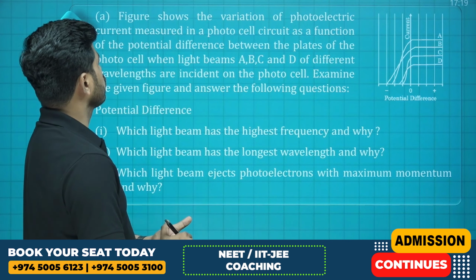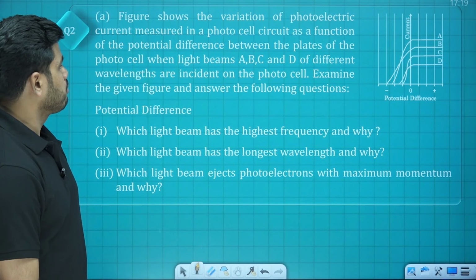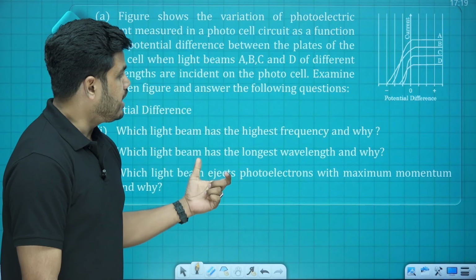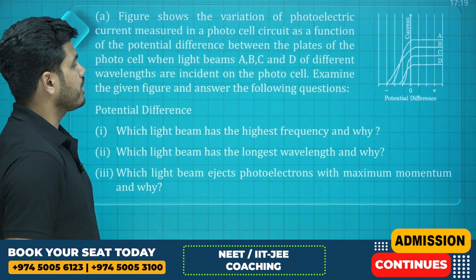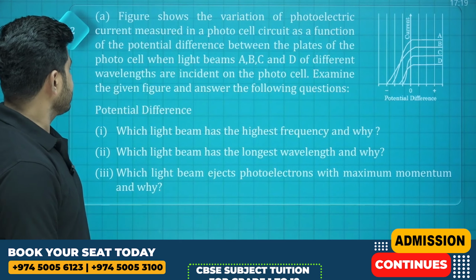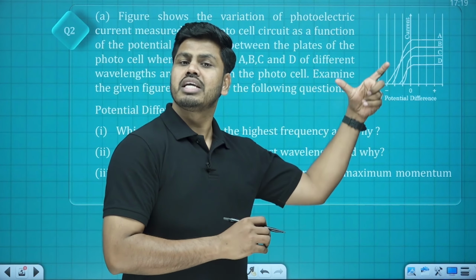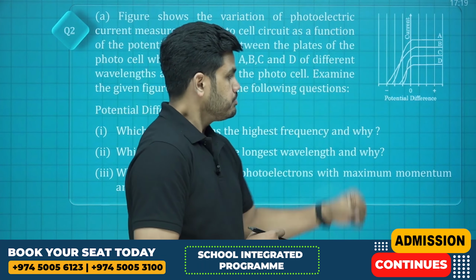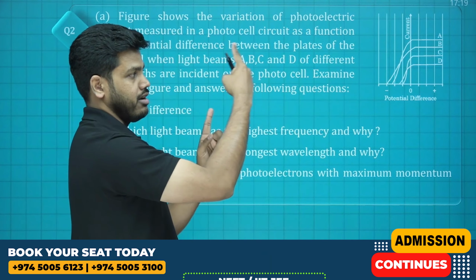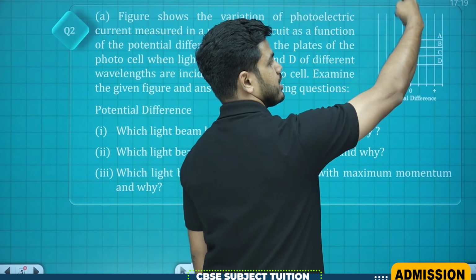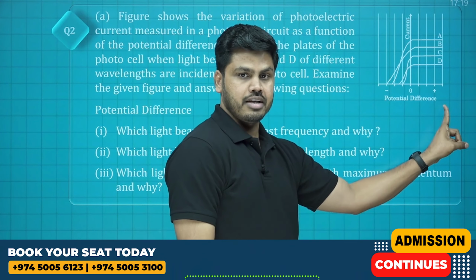Figure shows the variation of photoelectric current measured in a photocell circuit as a function of the potential difference between the plates of the photocell when light beams A, B, C, and D of different wavelength are incident on the photocell. Examine the given figure and answer the following questions. Okay, so the questions are based on the given figure. You are given a figure along with the diagram. Look at this. We have applied potential along the x-axis, the same graph which we have drawn for the previous question. See, photoelectric current along the y-axis and applied potential along the x-axis.